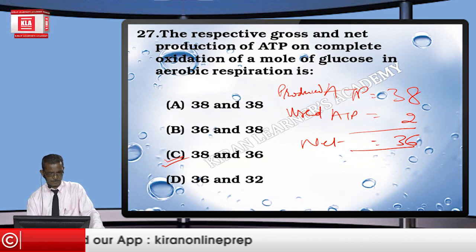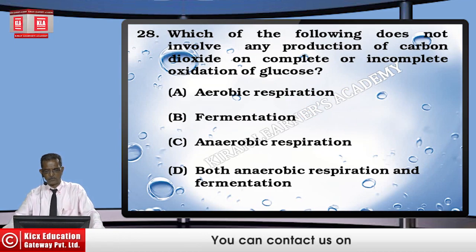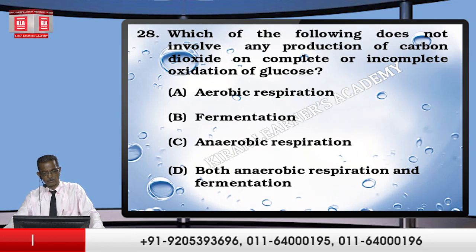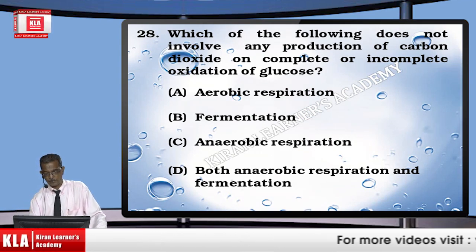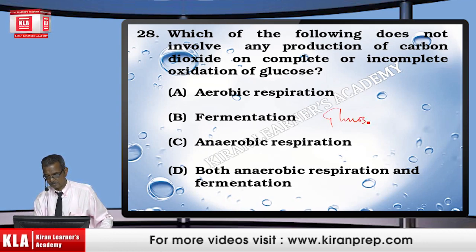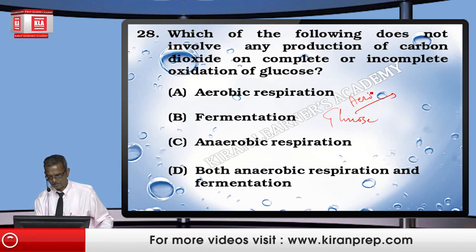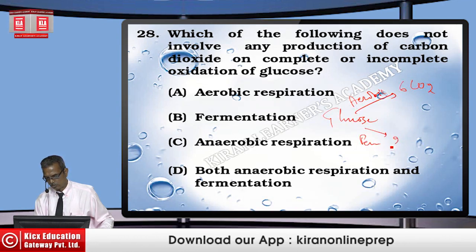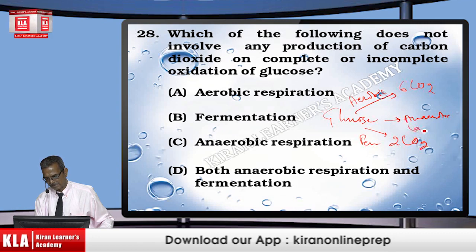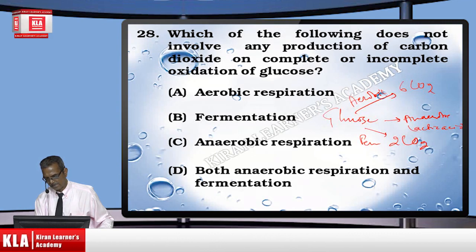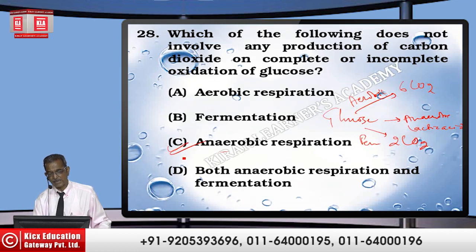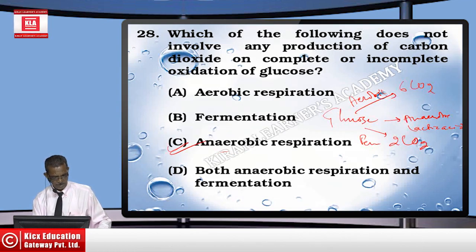Next. Which of the following does not involve any production of carbon dioxide on complete or incomplete oxidation of glucose? Complete, naturally, 1 glucose. If this is aerobic, there are 6 CO2 produced. Fermentation, 2 are produced. And hence it is anaerobic, in which lactic acid is produced with ATP. There is no production of carbon dioxide, and hence again option C is the correct option, right?